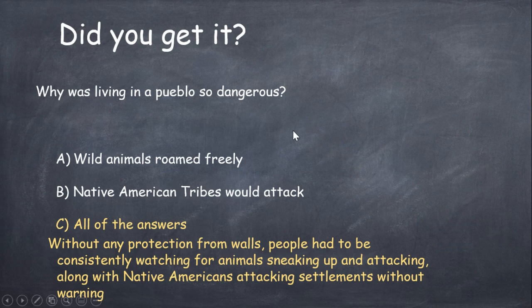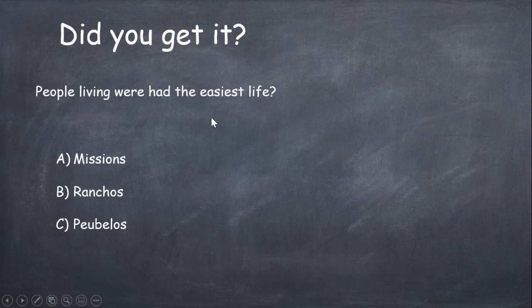Native Americans wouldn't attack people. They would attack their crops, or they would attack their water supply. They would do something that would disrupt their daily living. So where had people living the easiest life? And I have a misspelling there, so I apologize.